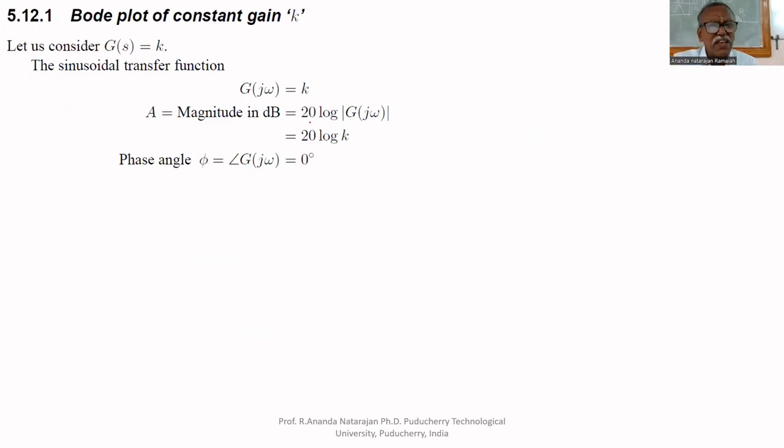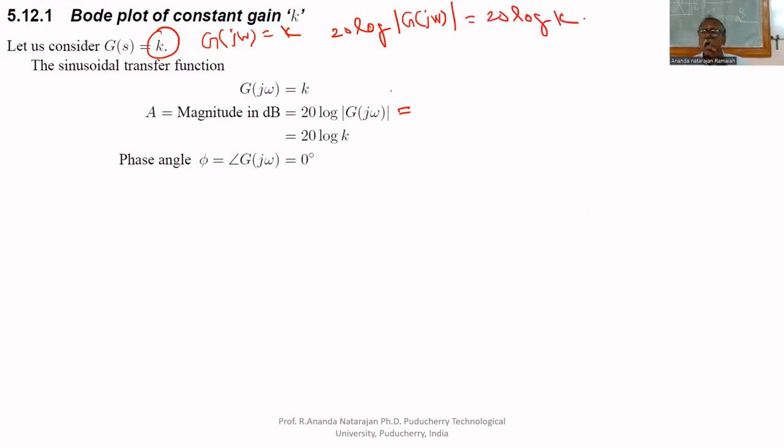So first, let us take K. Suppose G of s is equal to K, that's all. For that, what is the Bode plot? The magnitude plot is 20 log modulus of G of j omega. Because G of j omega equals K, 20 log modulus of G of j omega equals 20 log K. That's all. If you vary omega, K won't change. It is independent of omega.